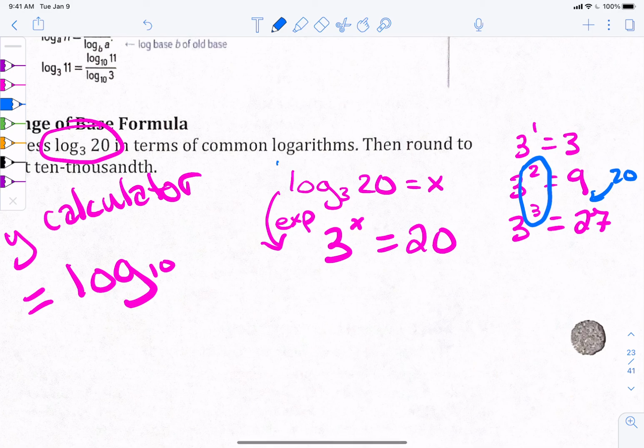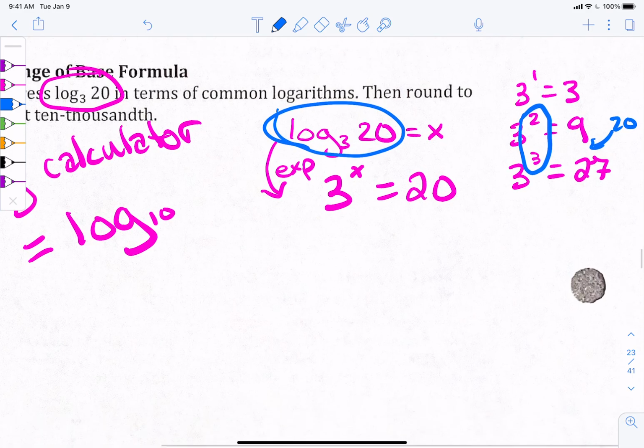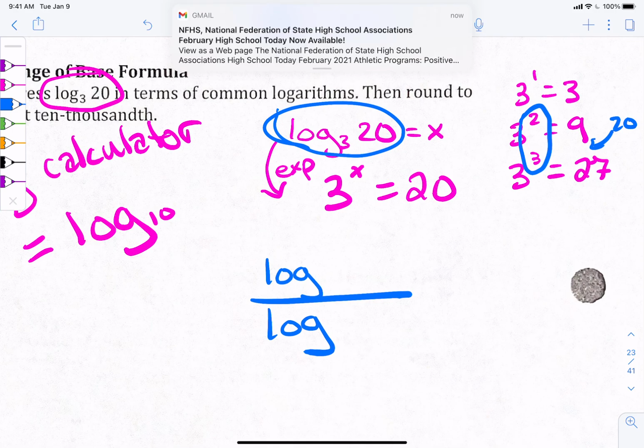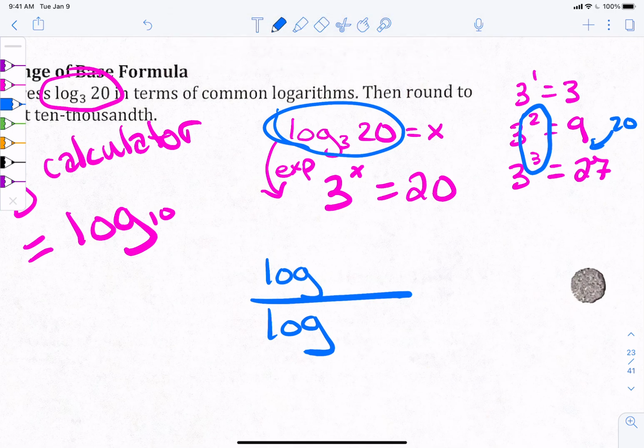So I want to actually evaluate this in my calculator, and I want to be able to change it, because I cannot do log base 3 in my calculator. So here it is. Ready? Log divided by log. Do it this way, because on the test I'm going to say x's, and you can't type those into your calculator. Log on the top, log on the bottom. If I don't put a base, you assume that it is 10.